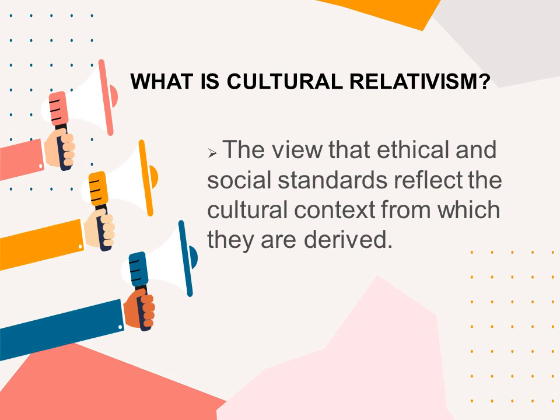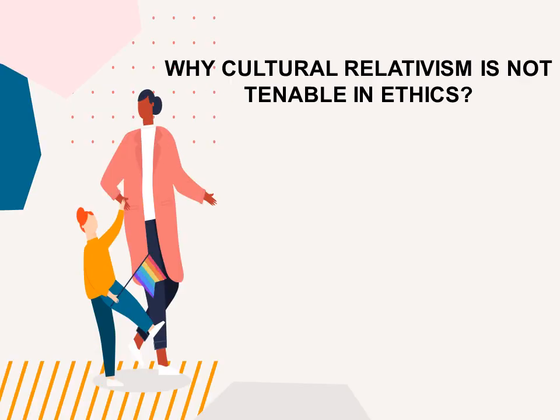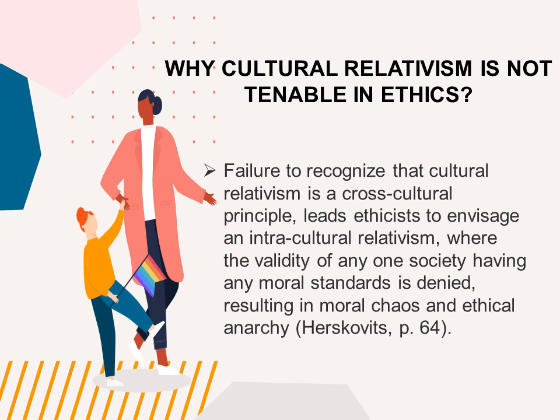Overall, there is no right or wrong ethical system, but why does it say that it is not tenable in ethics? When we say tenable, it is to be able to maintain or defend it against objection. It stated that failure to recognize that cultural relativism is a cross-cultural principle leads ethicists to envisage an intracultural relativism where the validity of any one society having any moral standards is denied, resulting in moral chaos and ethical anarchy.